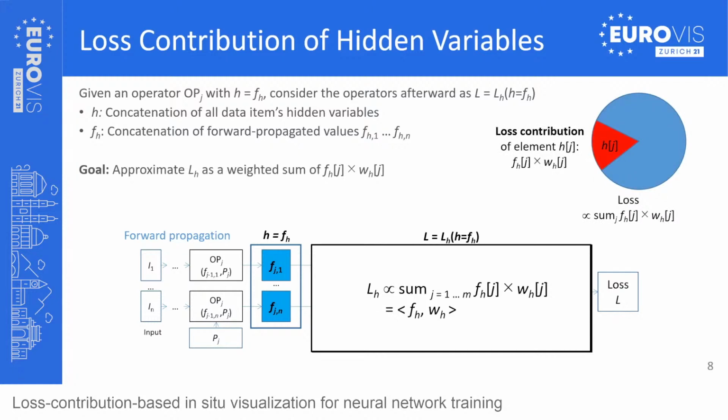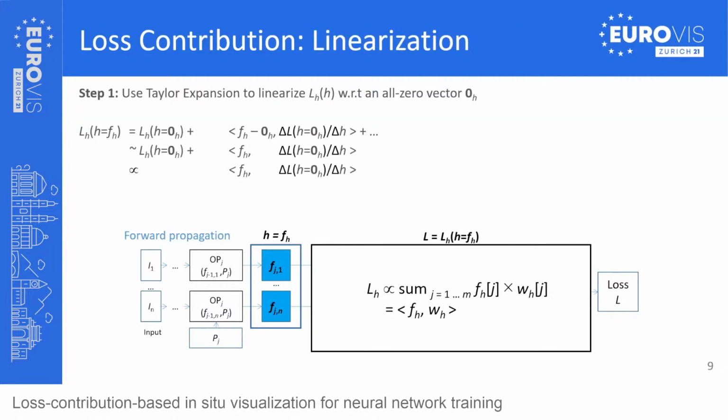If this is doable, by imagining the loss as a pie chart as shown on the right, the contribution of each element hj to the loss will be its forward propagated value multiplied by its weight. To approximate the loss as a weighted sum, we apply a two-step approach. The first step is to apply Taylor expansion to the function LH and then drop higher order terms, which is commonly used to linearize a function.